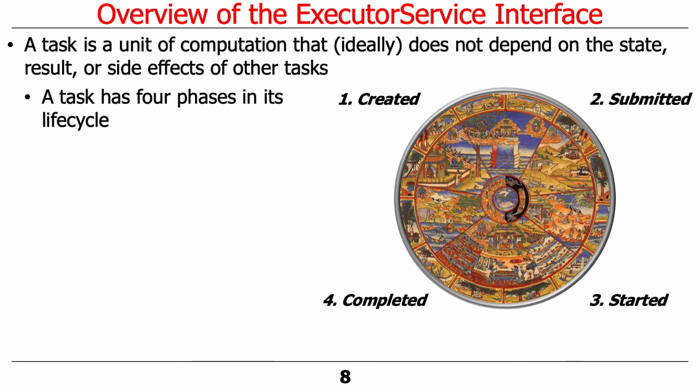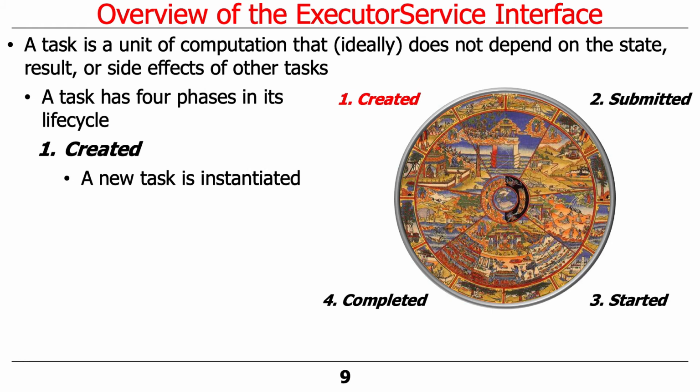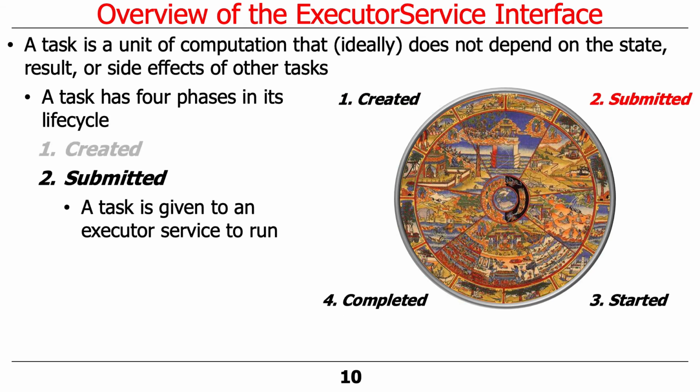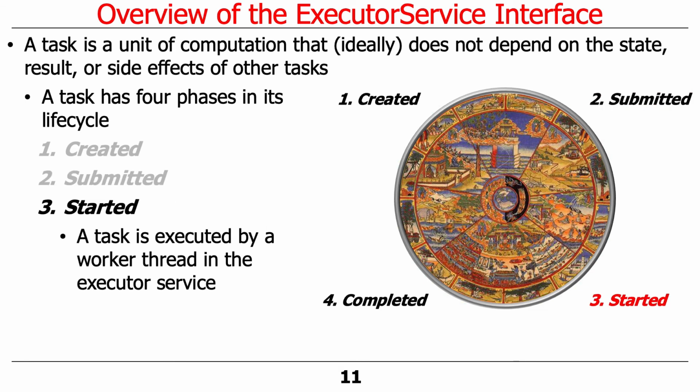There are 4 phases in the life cycle of a task. First is the created phase, where you make a new task. That's typically by making a new callable or runnable instance or passing in a lambda expression that embodies those signatures. The second is to submit the task, and you do that by calling one of the methods on the executor service, like submit, and that gives the task to the executor service to run. And as we've talked about before, it'll start running it at some point as soon as it's given to a thread or a thread's created to make it work.